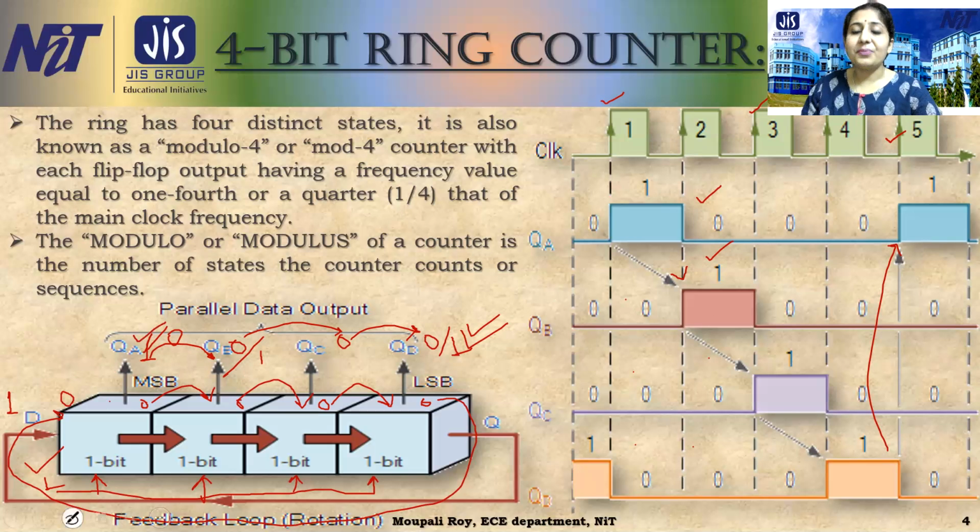In that way, repeatedly, for the fifth we are getting 1, for the sixth we are getting this one 1, and for the seventh we are getting this one as 1. In the same pattern, we are getting the same output. That means the output is repeating one by one. So this is the basic principle of the ring counter.